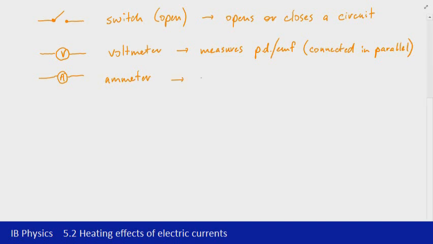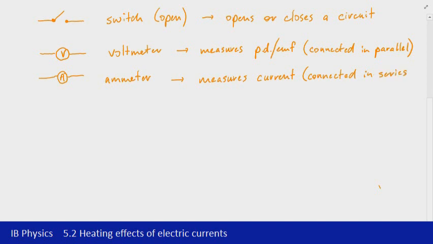The other one then is an ammeter, and that measures current. In order to measure current, all of the current needs to flow through the ammeter so it can be counted, in inverted commas. And so they're connected in series.